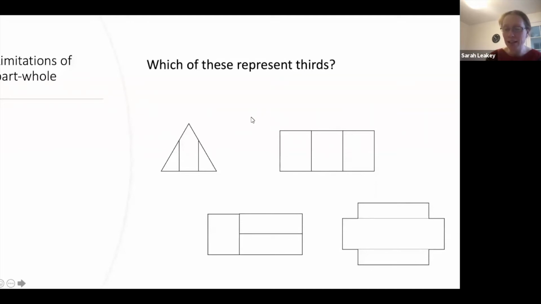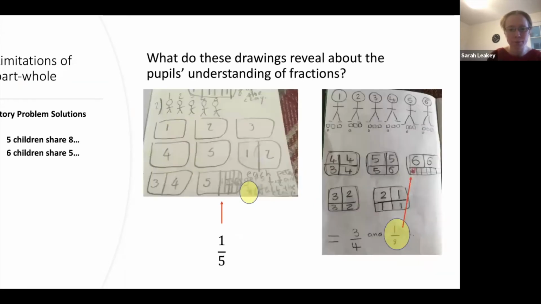Those that can identify that those parts need to be equal in some sense might identify this one, but often won't identify this one. So you can see here that this part here is equal in area to this part here, which means all 3 parts are the same size. So again, can our pupils identify them in this variety of situations or just in specific situations?